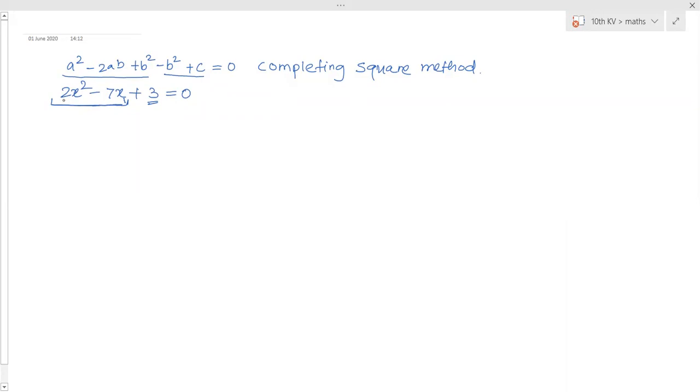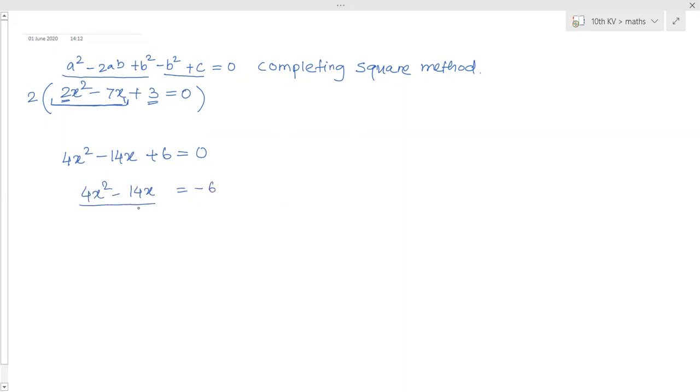So this is in the form of a square, but the coefficient is 2, which is not a square. To convert it into a whole square term, we multiply the equation by the same number. Now it becomes 4x square minus 14x plus 6 is equal to 0. Now take this 6 to the RHS: 4x square minus 14x is equal to minus 6.